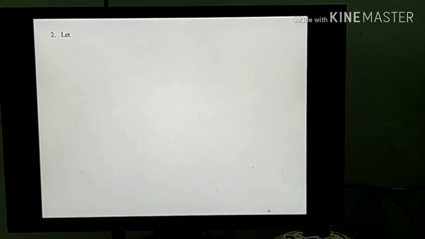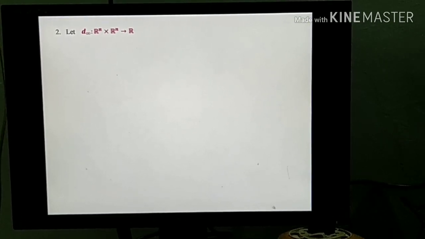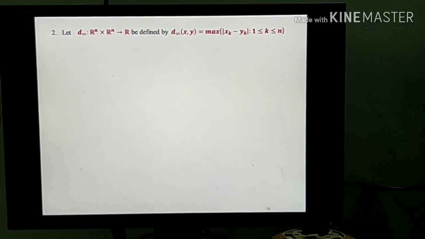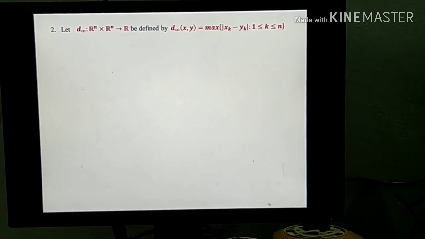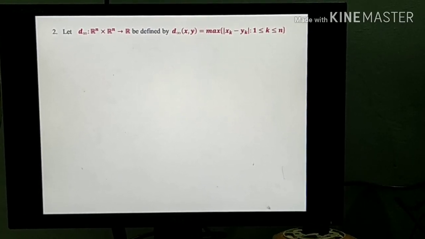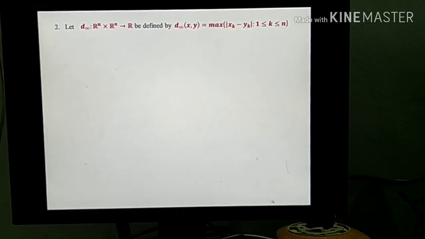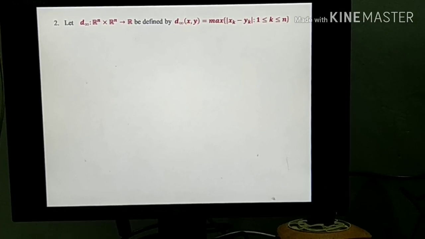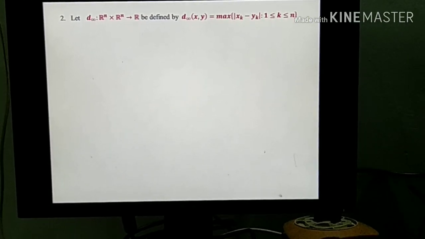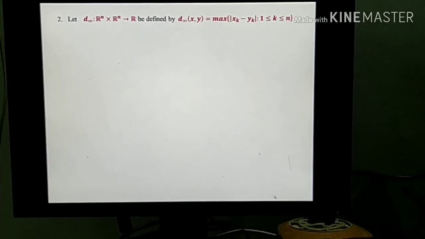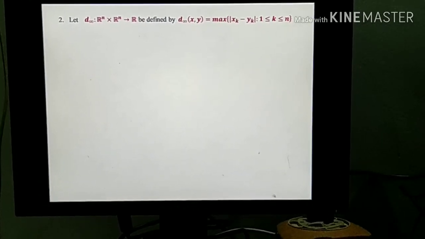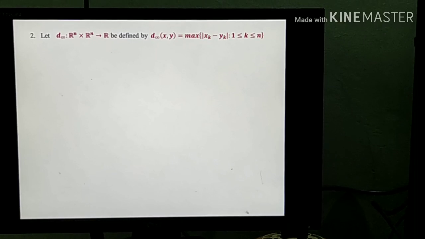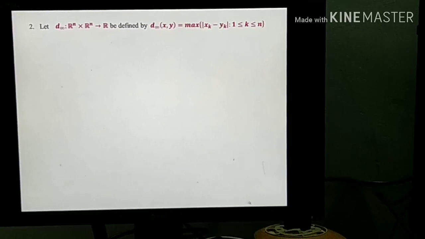Second example, let d infinity from Rn cross Rn to R be defined by d infinity xy is equal to maximum of mod xk minus yk, 1 less equal k less equal n. See, again mod xk minus yk is always non-negative for every k, therefore their maximum is always non-negative, and hence d infinity xy is always greater than or equal to 0 for all x, y belongs to Rn, and hence the first non-negativity property is satisfied by d infinity.